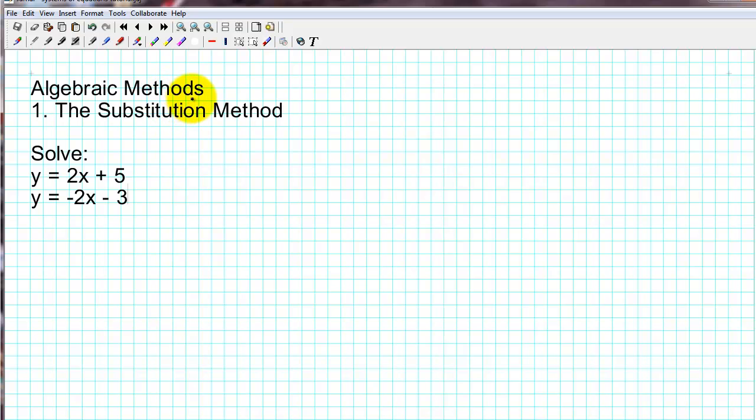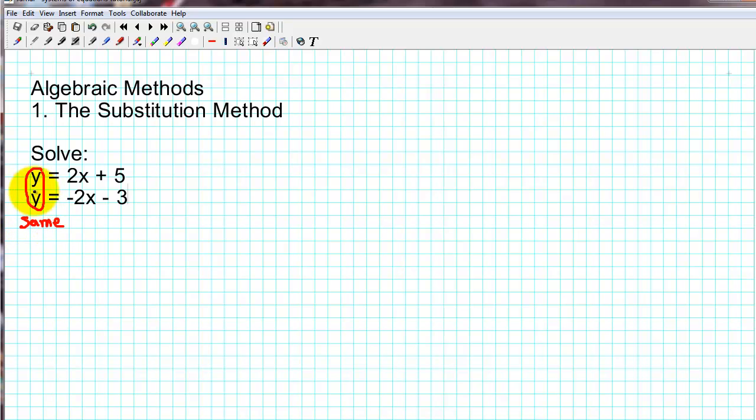The first method that we're going to use is called the substitution method. Now here's our system. Remember, the solution is a single pair of numbers for x and y that make both equations true. So the y value at the solution point, the y value in each equation, those two y values will be the same.